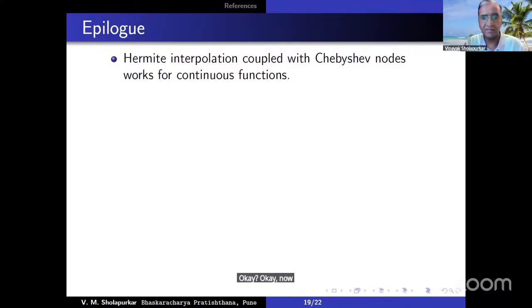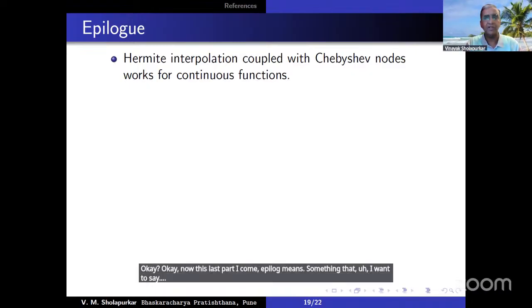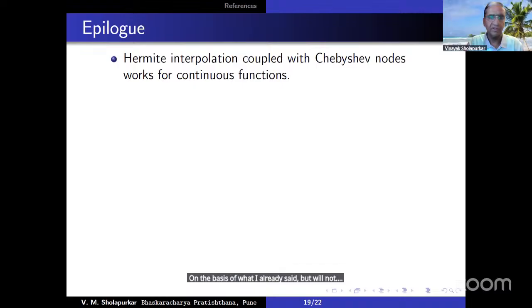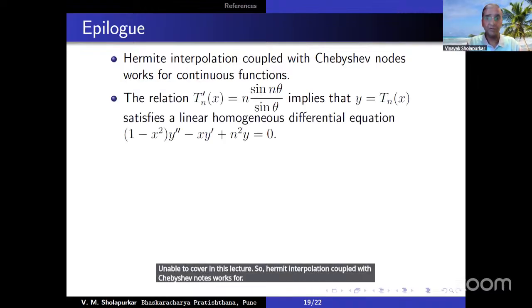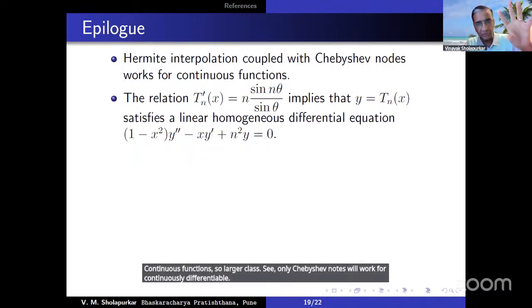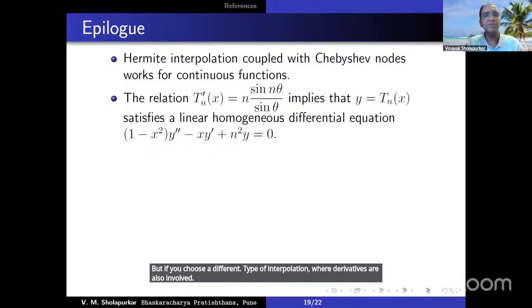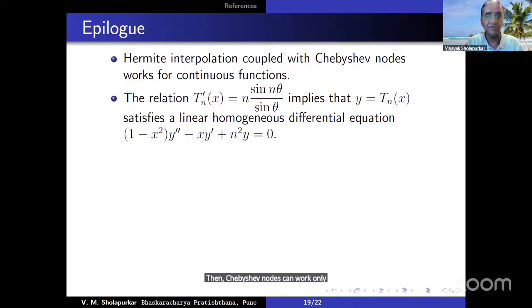Now I come to the last part, the epilogue, meaning something that I want to say on the basis of what I already said, but was unable to cover in this lecture. Hermite interpolation coupled with Chebyshev nodes works for a larger class. Only Chebyshev nodes will work for continuously differentiable functions. But if you choose a different type of interpolation where derivatives are also involved, then Chebyshev nodes can work for continuous functions also.